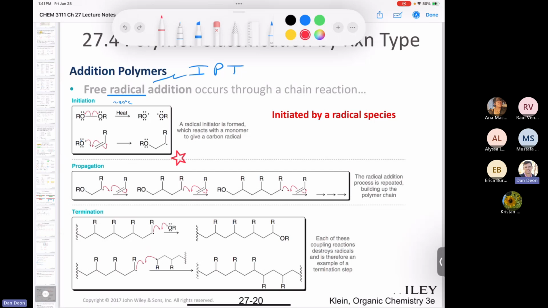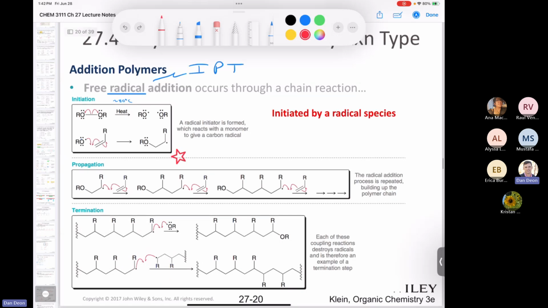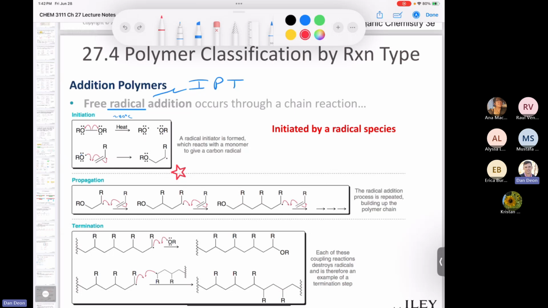So we've covered initiation and propagation. Well, what's termination? If you remember from way back in chapter 10, termination is anytime two radicals come together to make a non-radical. So you could pick any two radicals you want, as long as it's adding to the end of the chain and another radical. So it could be the oxygen radical here, or it could be two ends of a chain coming together, and you annihilate the radicals, and there you go. So that is radical addition, and it's initiated by a radical species. So there you go, done with radical addition.